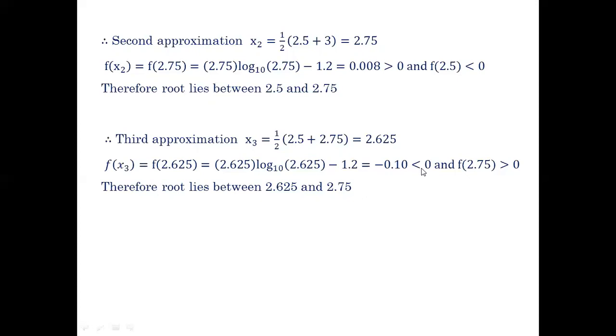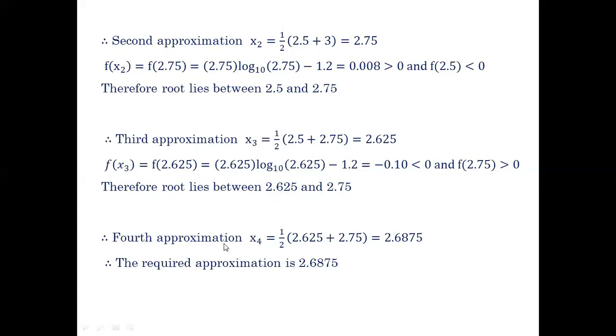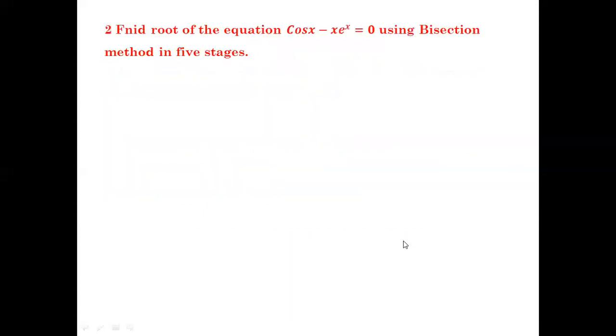Next, I need the positive value. Just see the previous step. The positive value is f of x2, that is f of 2.75, which is more than 0. Therefore, the root lies between 2.625 and 2.75. Therefore, the fourth approximation x4 is equal to 1 by 2 into the sum of these values, that is 2.625 plus 2.75, which is equal to 2.6875. In the question they are asking for the fourth approximation, therefore the required approximation is 2.6875.